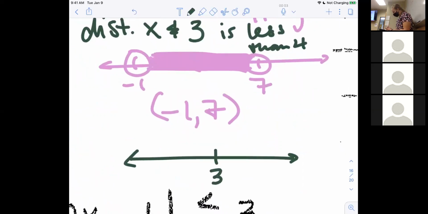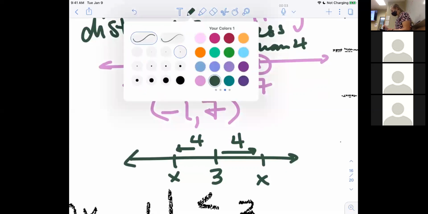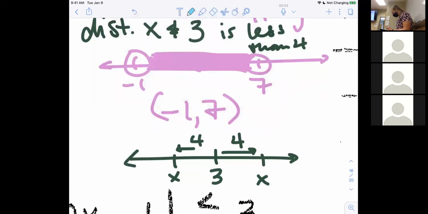X could be this way, or x could be this way. What's my distance either way? How far away is it? It's 4 away. So if I am 4 away from 3 to the right, where would I be at? 7. If I was 4 away from 3 to the left, where would I be at? -1. You can think about adding 3 and minusing 3. So I'm at -1.